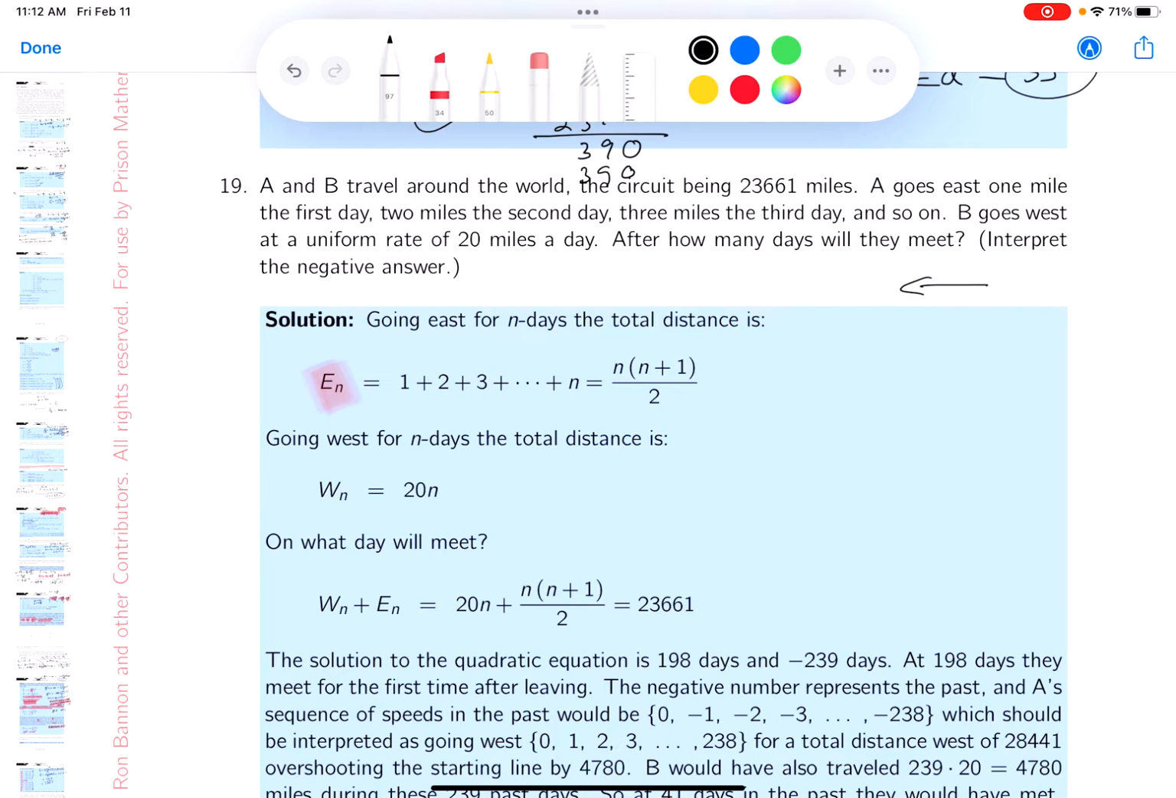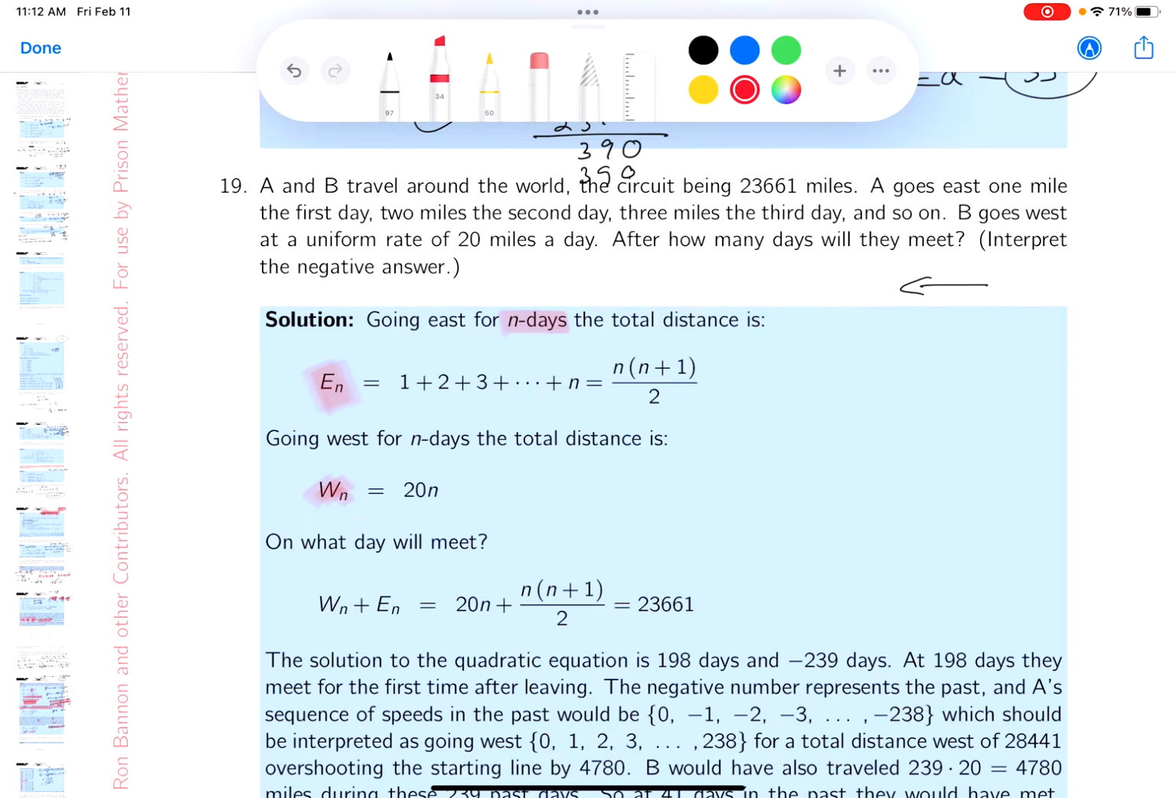Okay, so what I want to do is talk about it. I'm pretty sure you have a pretty good idea that if he's going 20 miles a day and n represents the number of days, maybe I should outline that for you, that he would go 20n. All right?